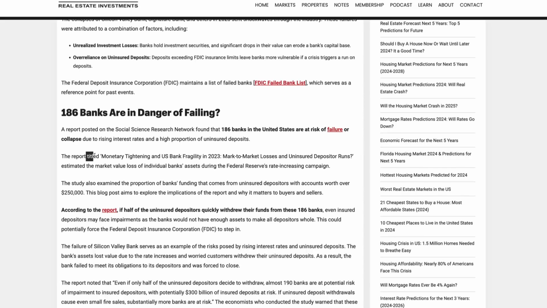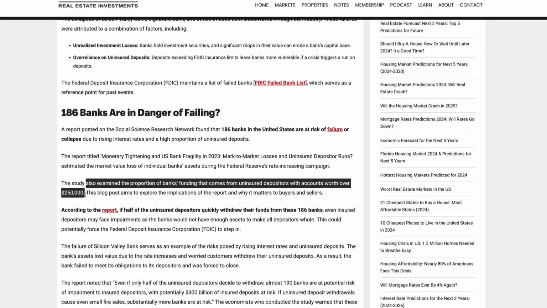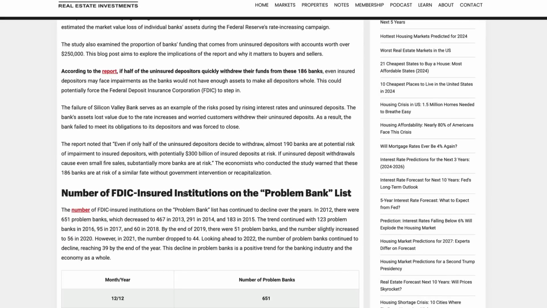The report titled Monetary Tightening and U.S. Bank Fragility in 2023: Mark-to-Market Losses and Uninsured Depositor Runs estimated the market value loss of individual banks' assets during the Federal Reserve's rate increasing campaign. The study also examined the proportion of banks' funding that comes from uninsured depositors with accounts worth over $250,000. So they talk a little bit about Silicon Valley Bank and how that serves as an example of the risks posed by rising interest rates and uninsured deposits.